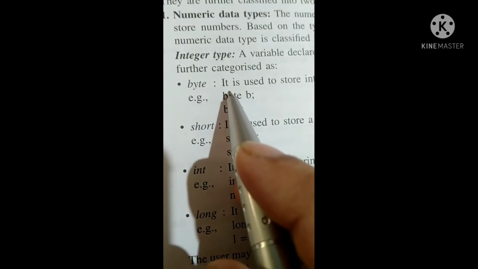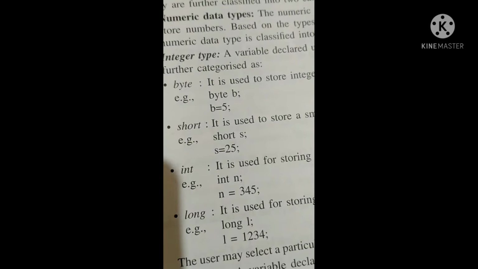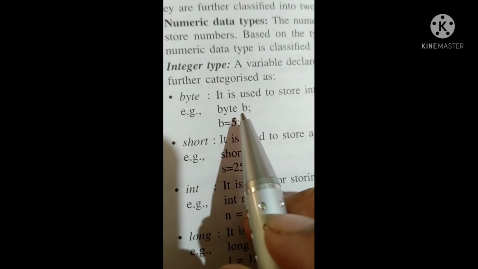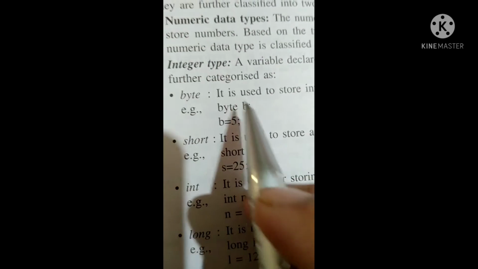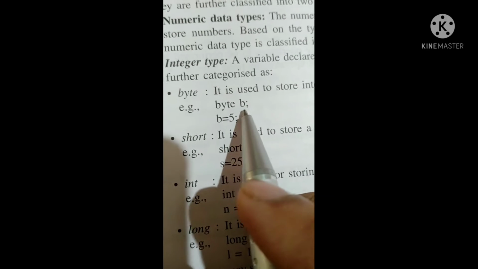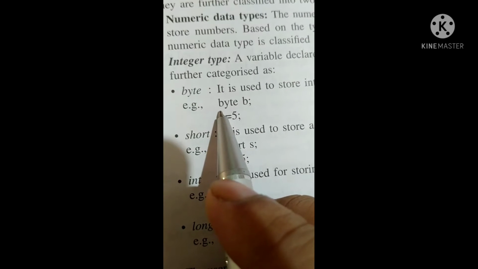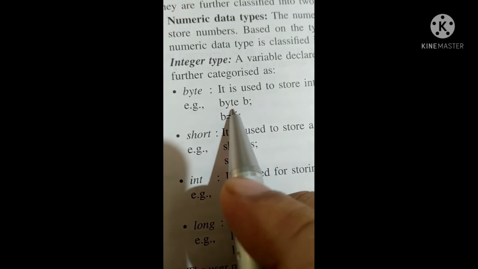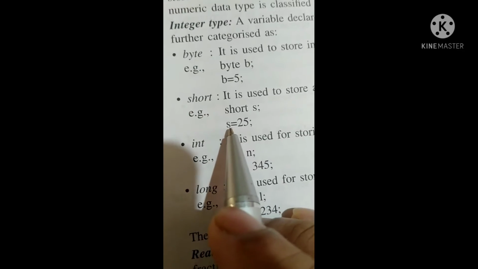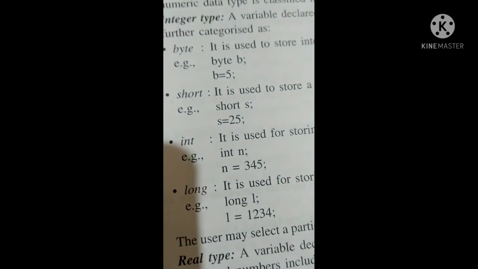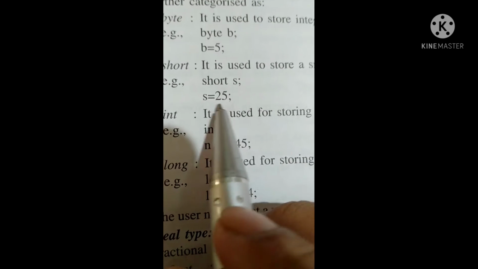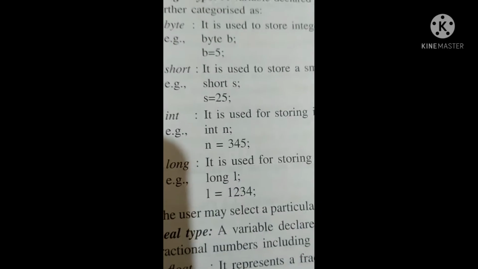So byte is 1 byte equal to 8 bits. You know very well, you have studied these things already in the previous classes. Integer type byte b, declared as a byte data type, and b equal to 5. Short is also an integer type data. If we are declaring a short integer, short s equal to 25, and 25 is a small short integer.